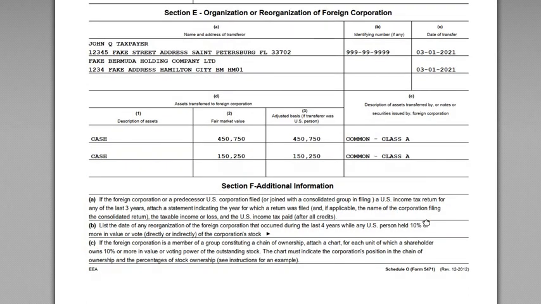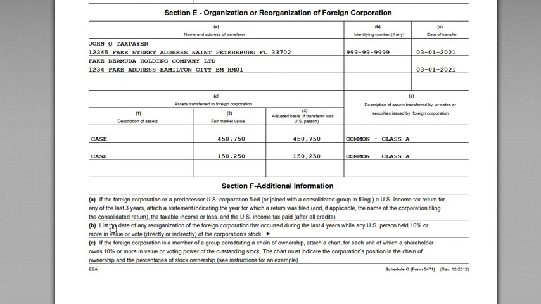Now, Section F, additional information. If these apply to you, then obviously enter the information on the line items, right? So Section F, question A asks if the foreign corporation or predecessor filed a U.S. income tax return for any of the last 3 years, attach a statement indicating the year for which it was filed. Right, so again, this would apply to you if the foreign corporation filed a Form 1120-F. So if the CFC had an EIN and it was engaged in U.S. trade or business, had effectively connected income, then you would need to file an 1120-F to report the income, pay the tax, and so in that case, you would enter that information down here.